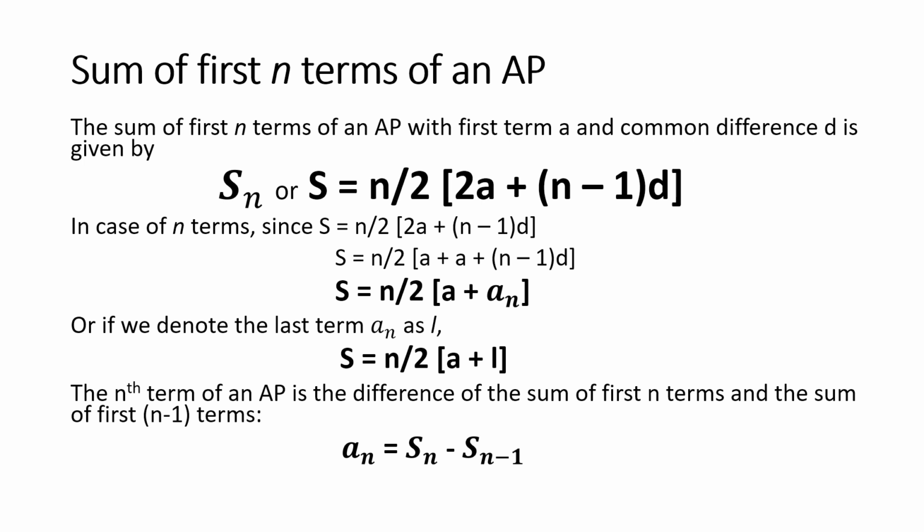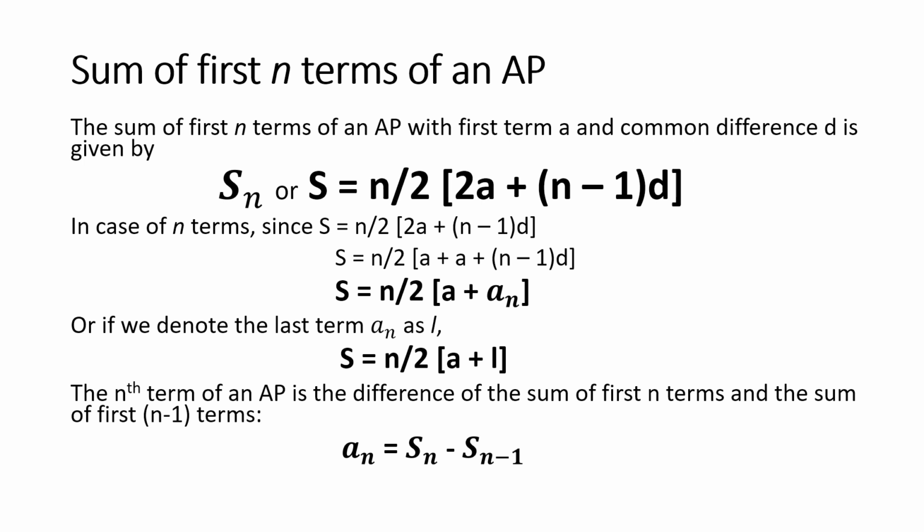Now the sum of the first n terms of an arithmetic progression. The sum of the first n terms of an arithmetic progression with the first term A and common difference D is given by Sn or S equal to n by 2, 2a plus n minus 1 into D. This is an important formula. S is equal to n by 2, 2a plus n minus 1 into D. We can write it in another form. A plus n minus 1 into D is an. So S can also be written as S is equal to n by 2 A plus an.